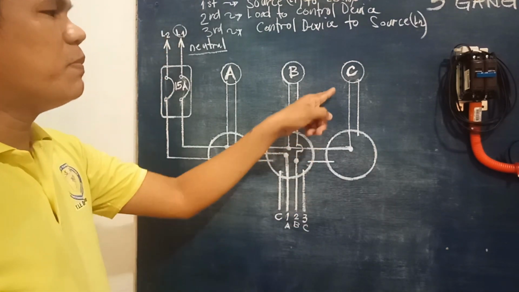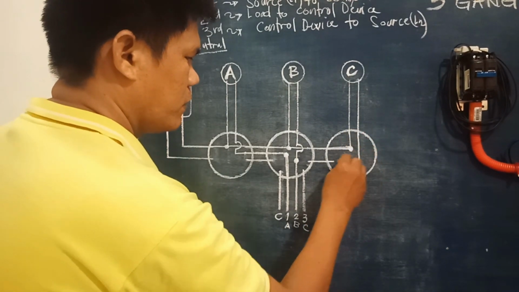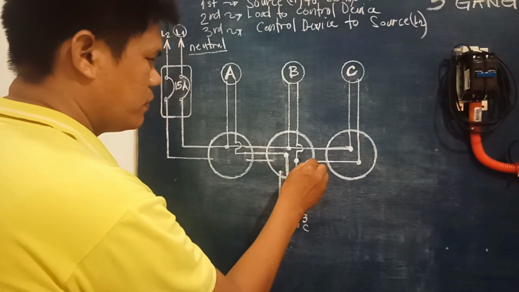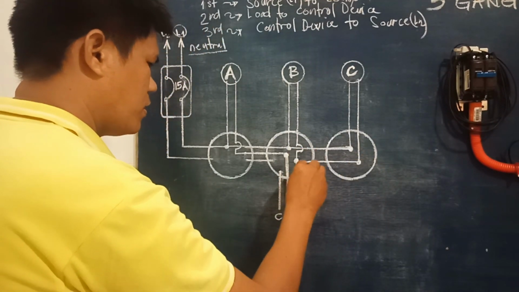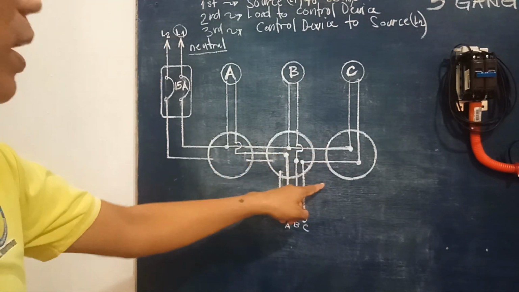Okay, next, bulb C, right here, connected to each other, this one, then also right here. So we have 3 wires here, 2 wires.